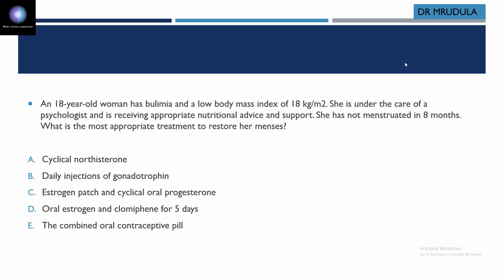Again, this is a patient of hypothalamic amenorrhea because she has an eating disorder and low BMI, and she is having secondary amenorrhea. She is already receiving nutritional supplements and psychological support. So the next thing is estrogen patch plus cyclical progesterone. Here COCs are contraindicated. So the answer is C here.